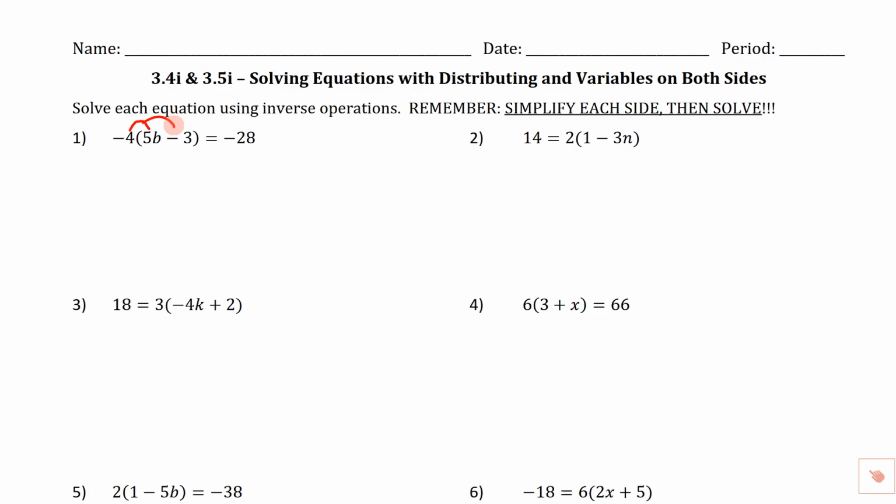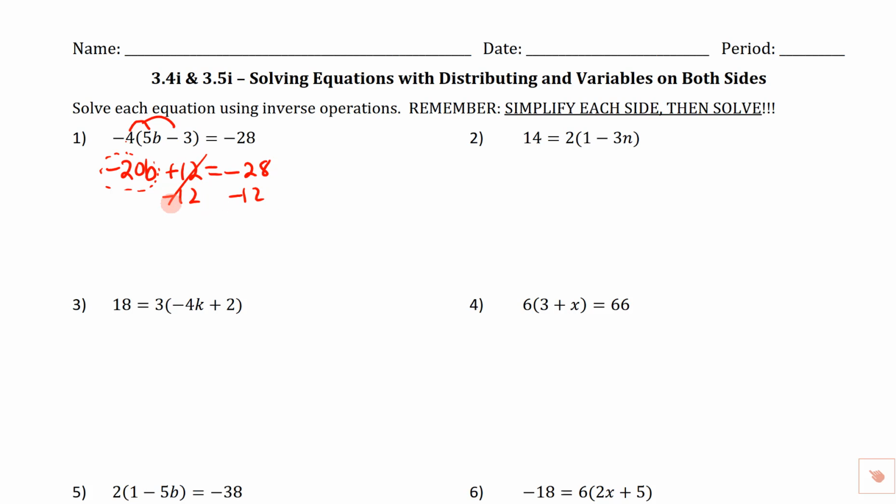This front side is all distributing, so this is going to be negative 4 times 5b. That's negative 20b. Negative 4 times negative 3 is positive 12. And then on the other side, we have a negative 28. So we're going to go ahead and isolate this variable term right here, just like we talked about before. I'll go ahead and do this one on a couple of these. We want to get rid of adding 12, so we're going to subtract 12 from both sides.